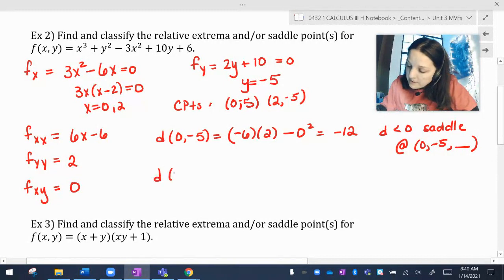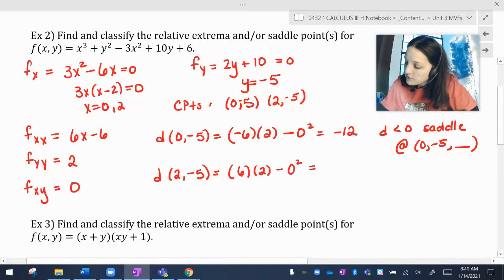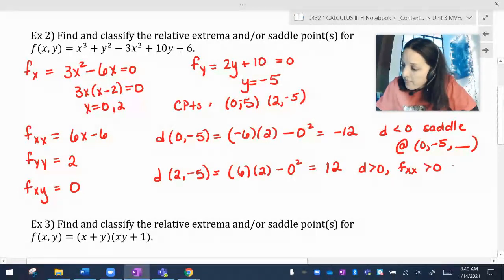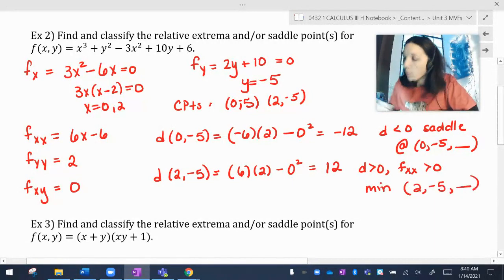And if I find the D value for (2, -5), when x equals 2, f sub xx is going to be what? 12 minus 6, which is 6. F sub yy is still 2. F sub xy is still 0. I get positive 12. D is greater than 0. F sub xx is greater than 0. That means we have a min at the point (2, -5). And that's what I thought I had. So that's feeling pretty good.